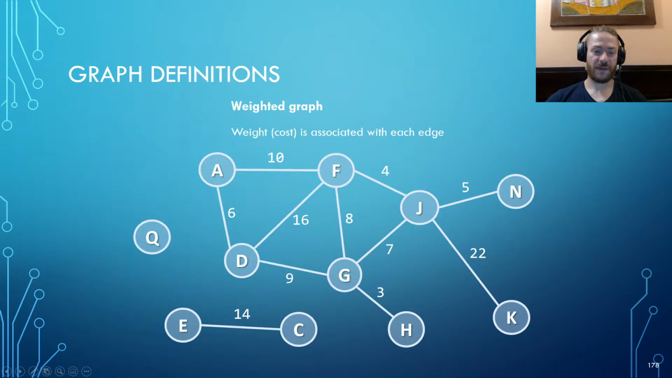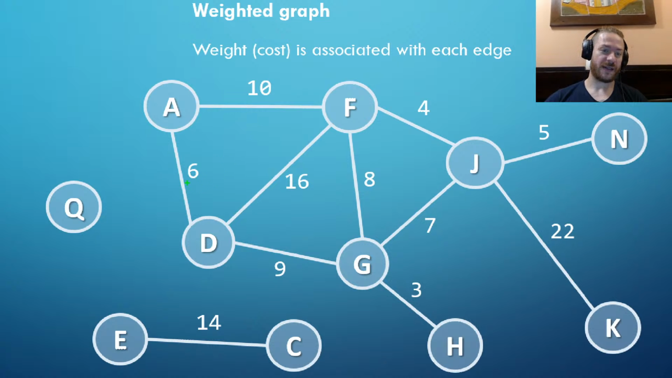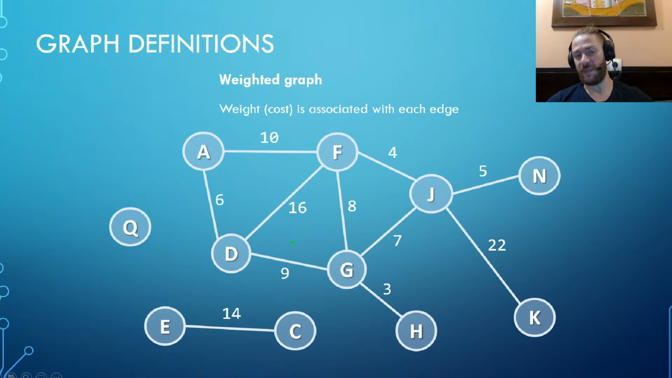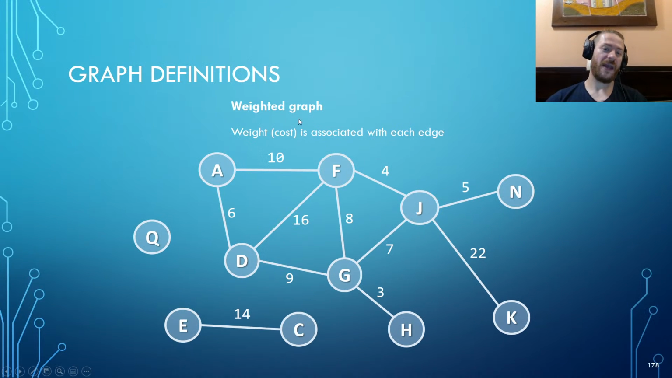We have a weighted graph. A weighted graph has a value, a weight or a cost associated to each edge. For example, if this was a city map, and these were some streets, and these were some parts of the city, these values here may be values in minutes to reach from point A to point F, or values in kilometers, or values in miles per hour, or whatever. It may mean something.